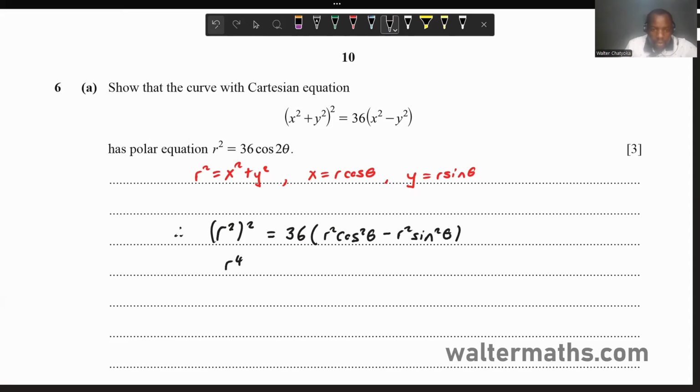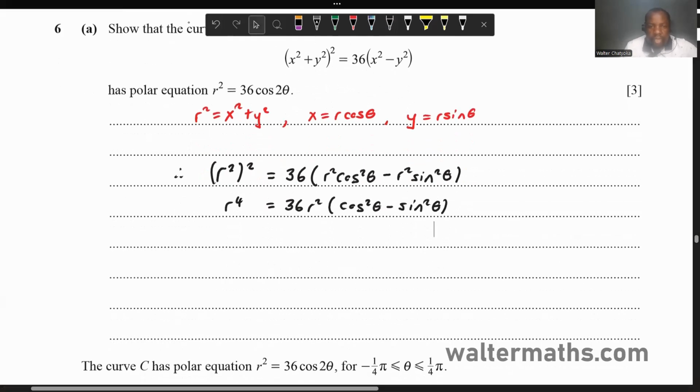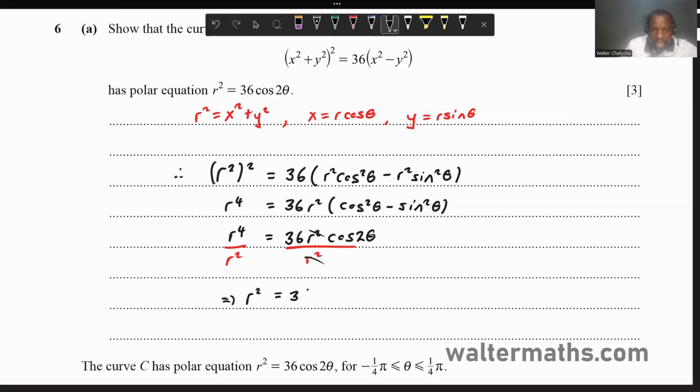So that's r to the 4 is equal to 36 r squared of (cos squared theta minus sine squared theta). Now we're going to make use of the trig identity for cos squared theta minus sine squared theta. So that's r to the 4 is equal to 36 r squared, and for this, that's cos 2 theta. Let's divide both sides by r squared, this whole side by r squared. So eventually we'll have r squared equal to, here they cancel, 36 cos 2 theta, which is the same thing they want us to show. That's shown. Let's move on to the next part.